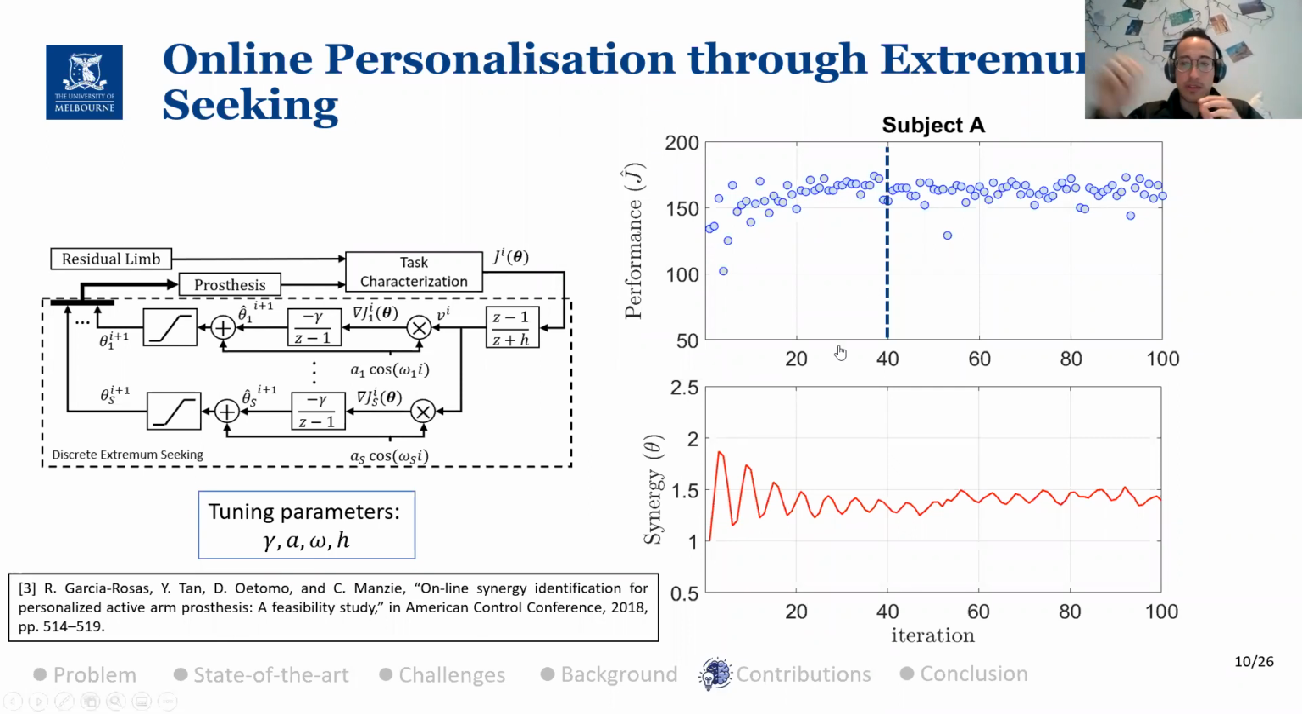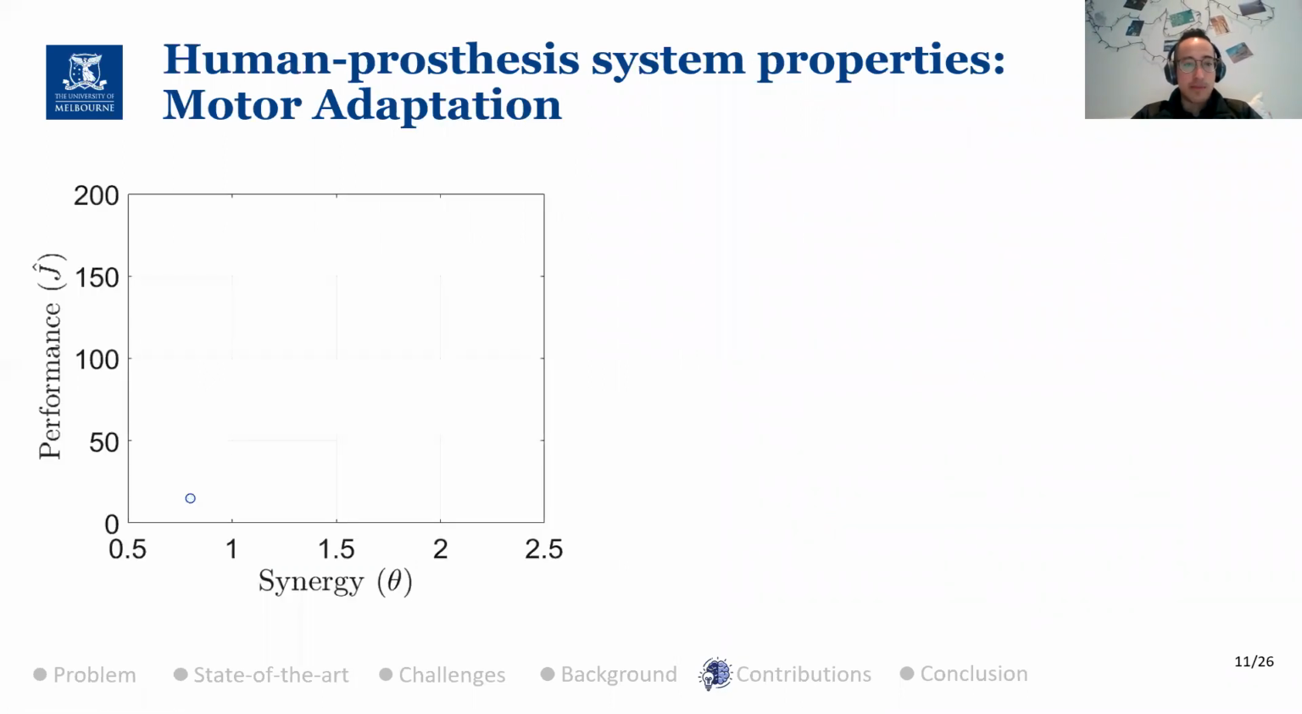At the same time, the extremum-seeking algorithm is looking for that optimal synergy value, the prosthetic interface parameter. And the results were pretty good, all things considered, from a human system. Now, the reality is a bit more nuanced, as you would expect from humans.